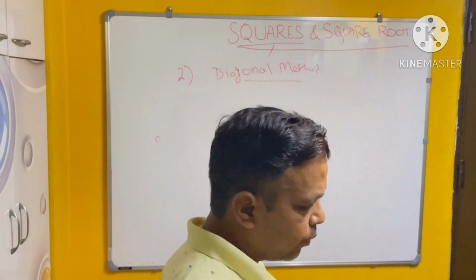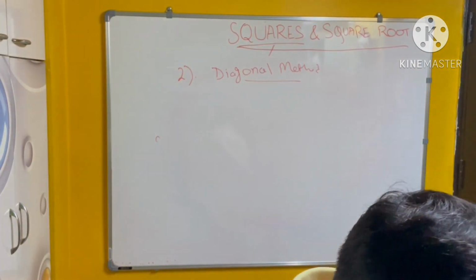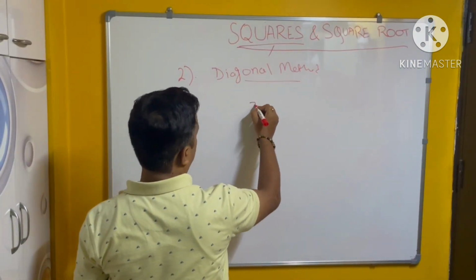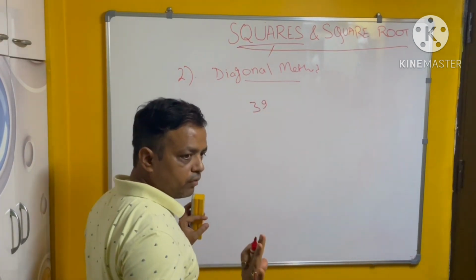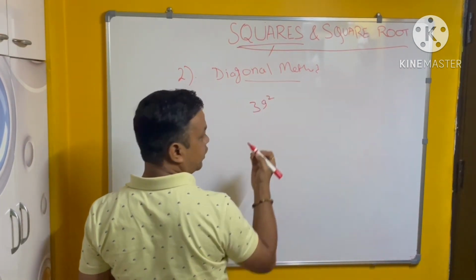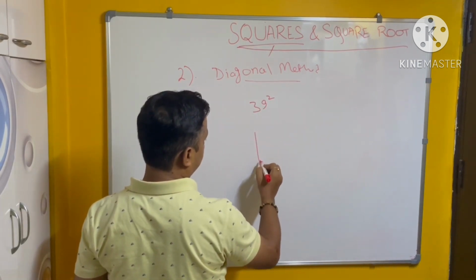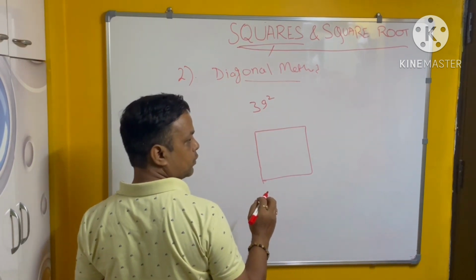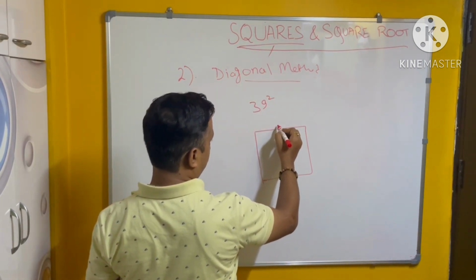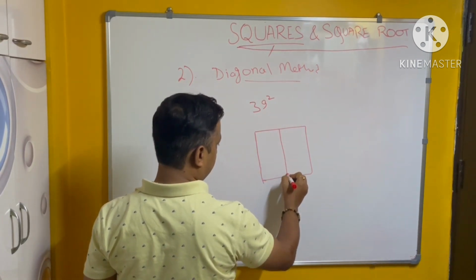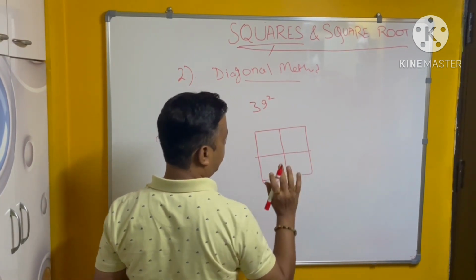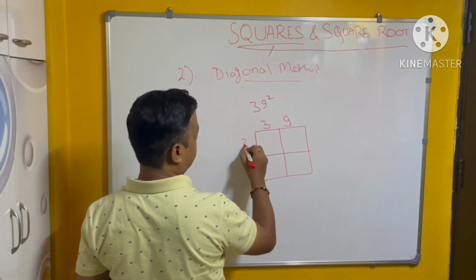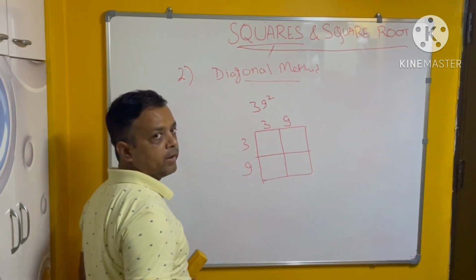So suppose we need to evaluate the square of 39. What we will do? We'll make one square. We will divide this vertically and then horizontally. We will write 3 and 9 over here.